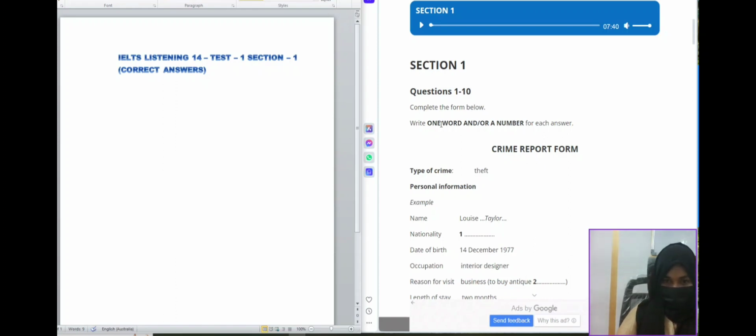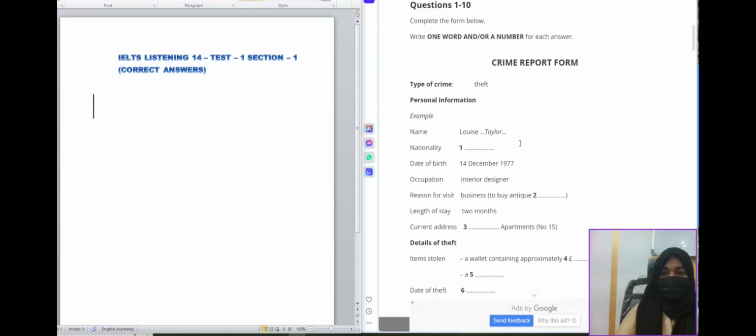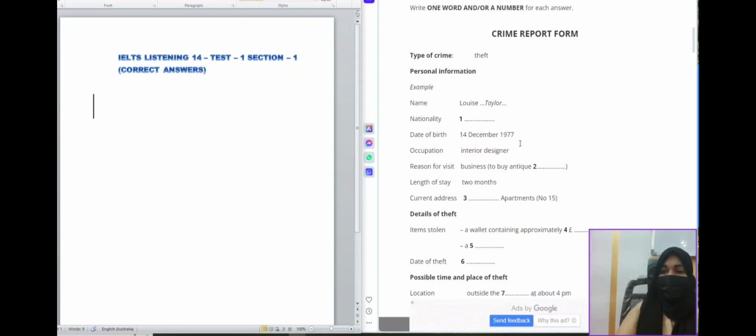Got it? So now, what we got as the topic over here is crime report form. So this is a crime report form. It means two-way communication on phone. Got it? Because it's a form filling. One person is calling another person and giving his details. Got it? Two persons' communication is there. Be careful. Now look at the question.